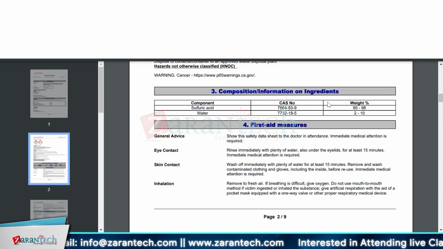Next are first aid measures. If anything happens while you're using the chemical, how do you act? Advice for eye contact, skin contact, inhalation, everything will be mentioned in the MSDS. But be careful, guys, we will have to maintain all of this in the system. How we maintain it, and what the use of maintaining everything is, I'm going to tell you. Don't worry, we will go into this once we go to the system.